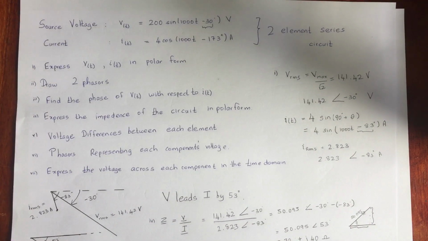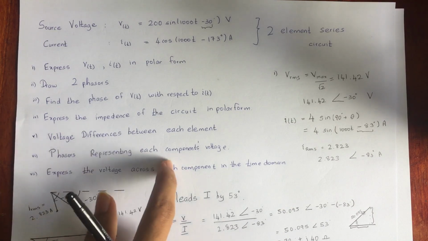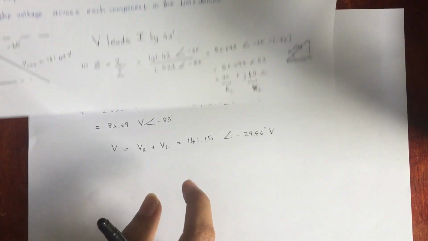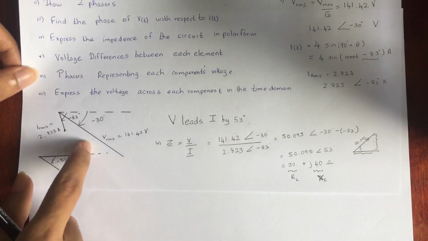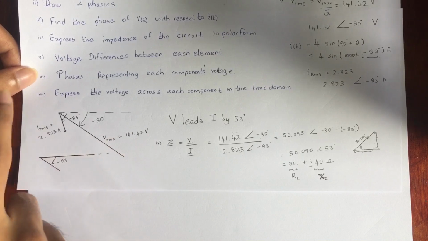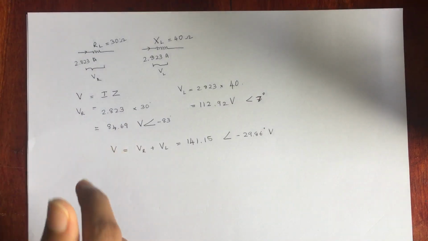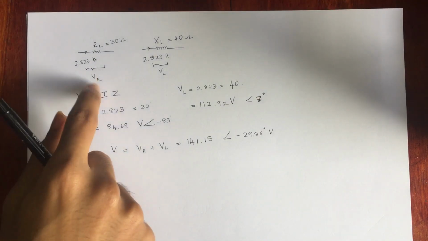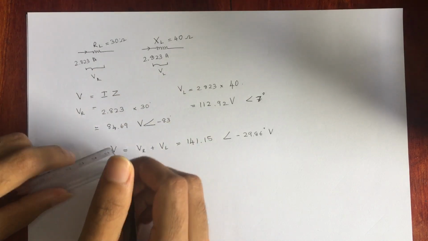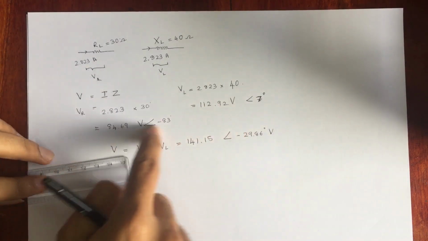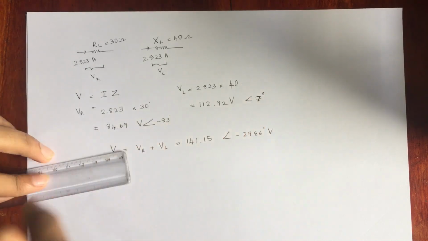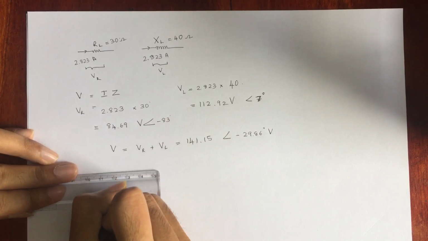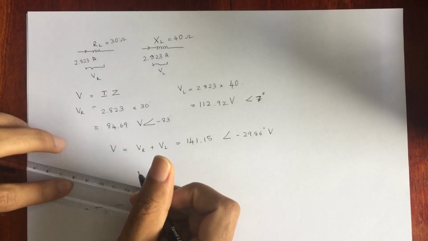So the next part is representing each component's voltage. We need to use the phasor to represent each component's voltage. So actually it's the same as this part. However, earlier we drew the phasor for voltage and I for the same circuit, whereas here we are going to draw for the voltage of these two elements. When drawing the phasor for these two, you need to know these two values, otherwise you can't draw this one.